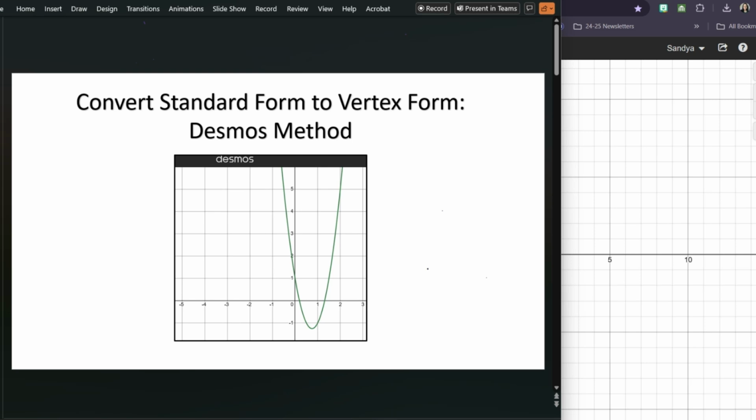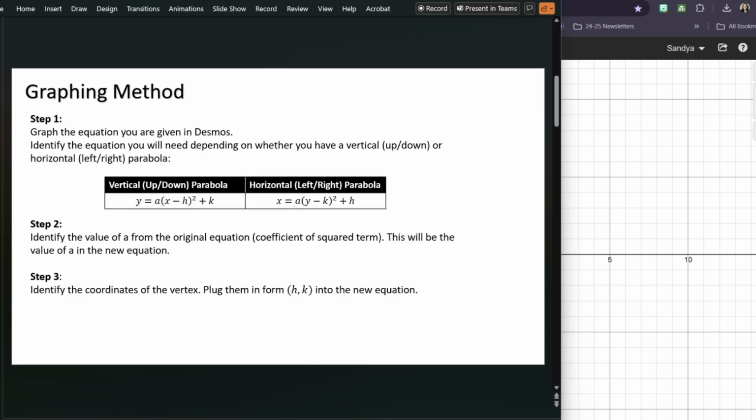In this video, we're going to talk about how to convert from standard form to vertex form using Desmos. This graphing method is an alternative to the completing the square method that's shown to you in the other video in this lesson. To use this method, we're going to start off by graphing the equation we're given in Desmos. This will allow you to identify the type of equation you need, depending on whether you have a vertical parabola that opens up or down or a horizontal parabola that opens left or right.